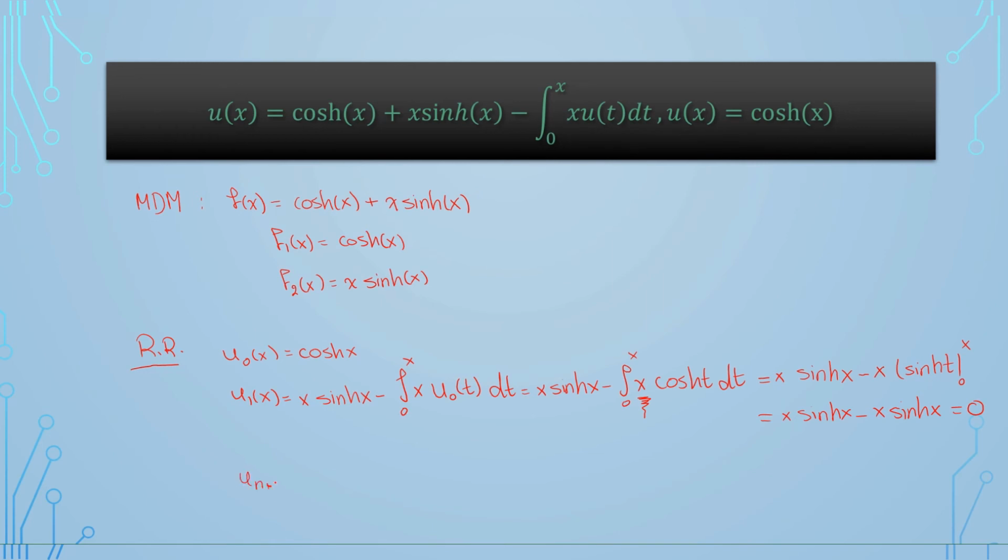And that will lead to the same conclusion, which is u n plus 1 of x equal to minus the integration from 0 to x of u t, u n of t dt. This will be equal to 0. So our u of x will be equal to u naught of x, which is equal to cosine x.